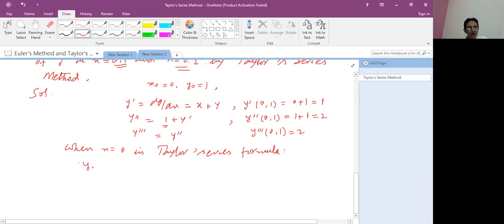So student, y1 is equal to y naught plus h times y naught prime plus h square upon 2 factorial y naught double prime plus h cube over 3 factorial y naught triple prime plus and so on. At the end, because it has 3 derivatives, we will stop here.